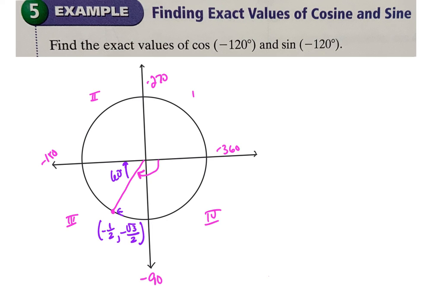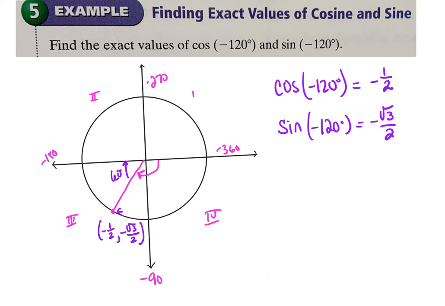You can visually see that that's how it's going to be. All right, so the answer then is going to be numeric. You're going to say the cosine of negative 120 degrees is going to be my x value. That's negative 1/2. The sine of negative 120 degrees is going to be negative square root of 3 over 2. That would be your answer. If it said sketch it, you would want to sketch this piece. If it said give the reference angle, you would give me 60 degrees.